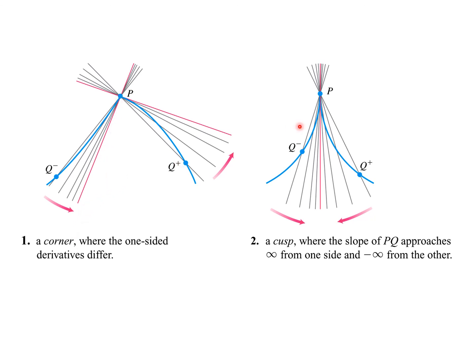Likewise, a cusp. A cusp is just like the corner. A cusp where the slope of PQ approaches infinity. Why? Because if a cusp is like this, and then we choose to have the line that passes through this point as tangent to the curve, this line will have infinity as its slope. So the cusp where the slope of PQ approaches infinity from one side and negative infinity from the other side is not differentiable at P.